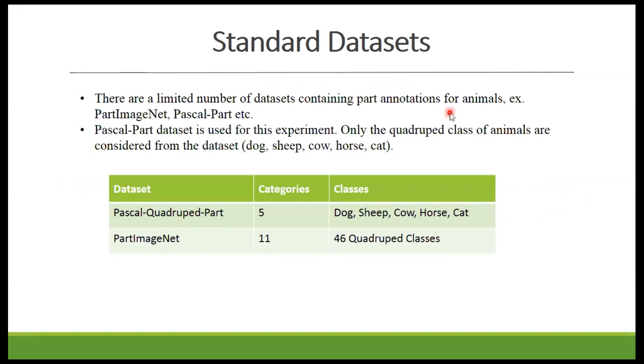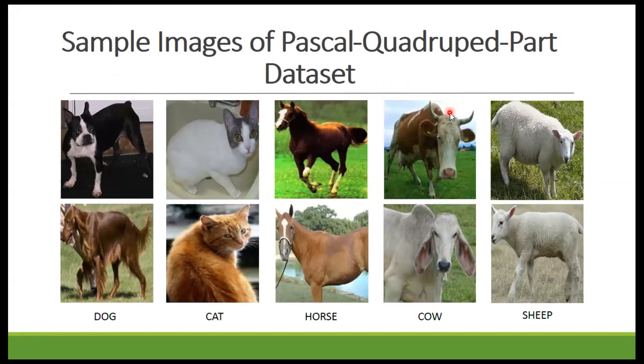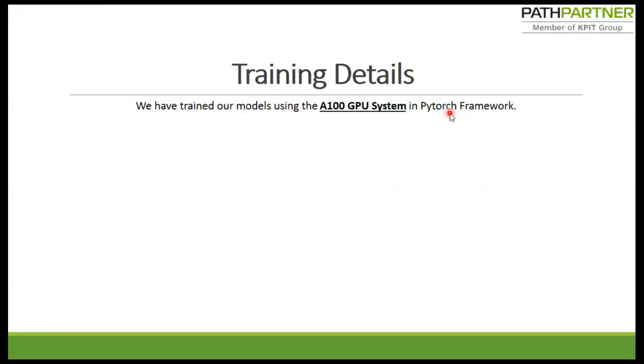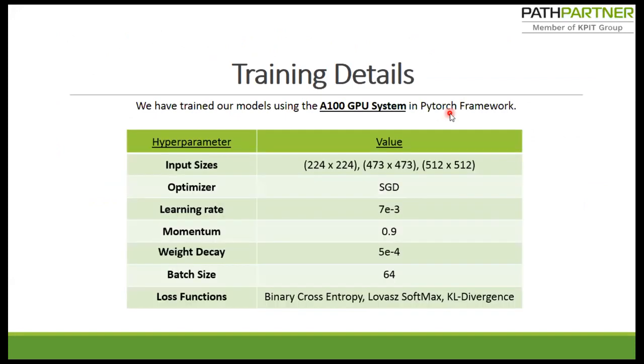Currently we have only 2 datasets publicly available for this animal part segmentation. One is Pascal Quadruped Part and the other is PartImageNet. So we have trained our architecture on Pascal Quadruped Part, and we have tested on PartImageNet. These are some sample images of the Pascal Quadruped Part dataset. Moving on to the training details.